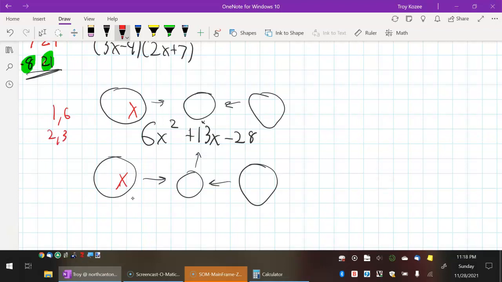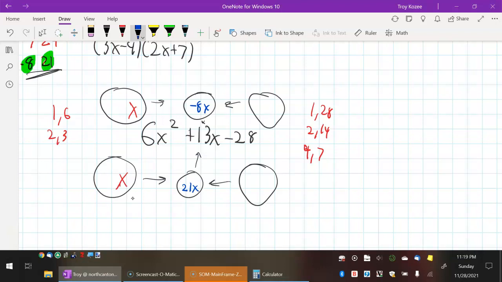Over here, there's a couple of different choices for 28. It could be 1 and 28. It could be 2 and 14. It could be 4 and 7, and I think that's it. And one of these is going to be positive, and one of these is going to be negative because this is negative 28. One way that you can help yourself out with the number game is that pair of numbers that we found earlier from first times last. Those are the numbers in these two boxes, negative 8x and 21x. That's how you're going to get 13.